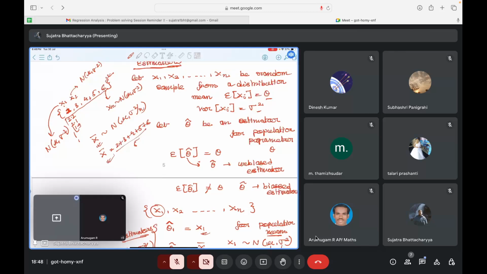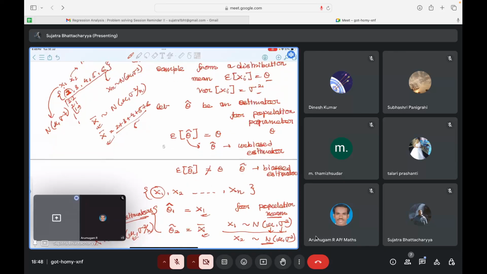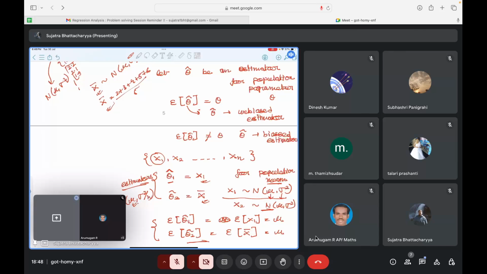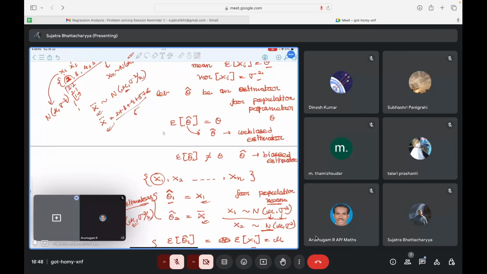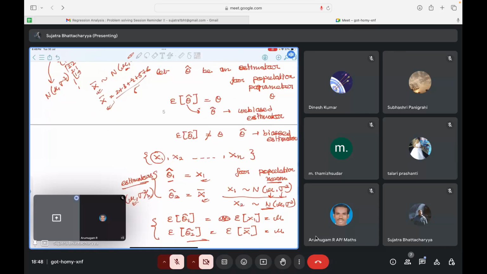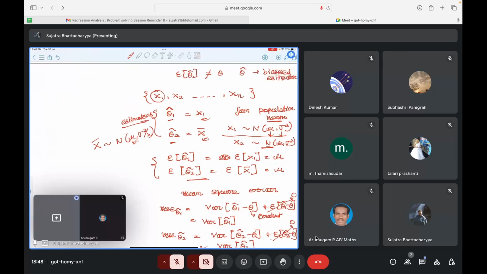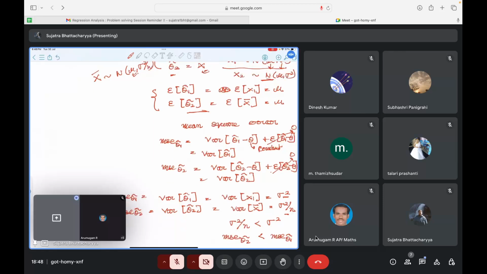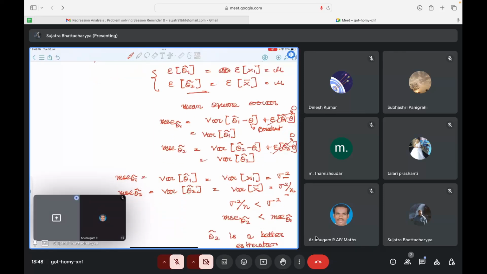Now, x1 also you know. So one person chooses theta 1 cap, one of the estimators for population parameter mu, as x1. Another has chosen theta 2 cap as x bar. And we have seen that both are unbiased estimators and the mean square error of theta 2 cap is less than the mean square error of theta 1 cap. Therefore, theta 2 cap is a better estimator for population parameter mu.